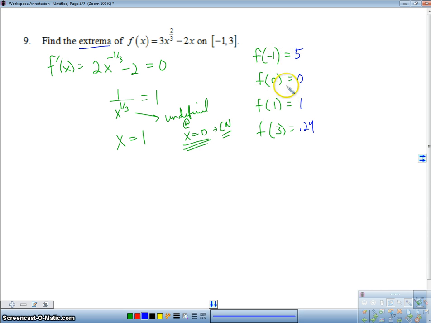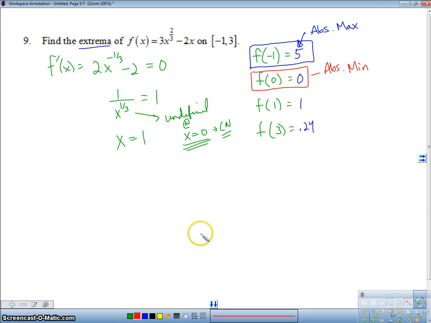So we've got these numbers here, and let's take a look. What is our absolute max? Right here, we've got our highest y value, so we've got our absolute max. What is our absolute min? Well, that's right here, right? So that's our absolute min.